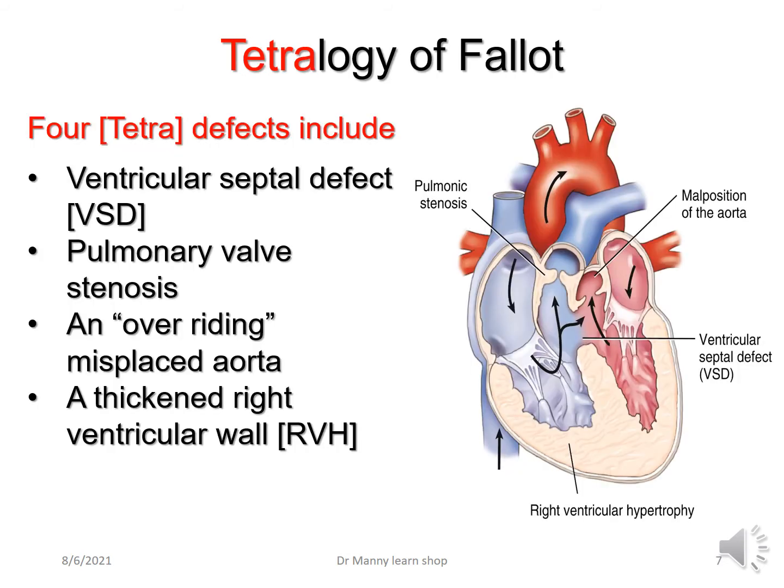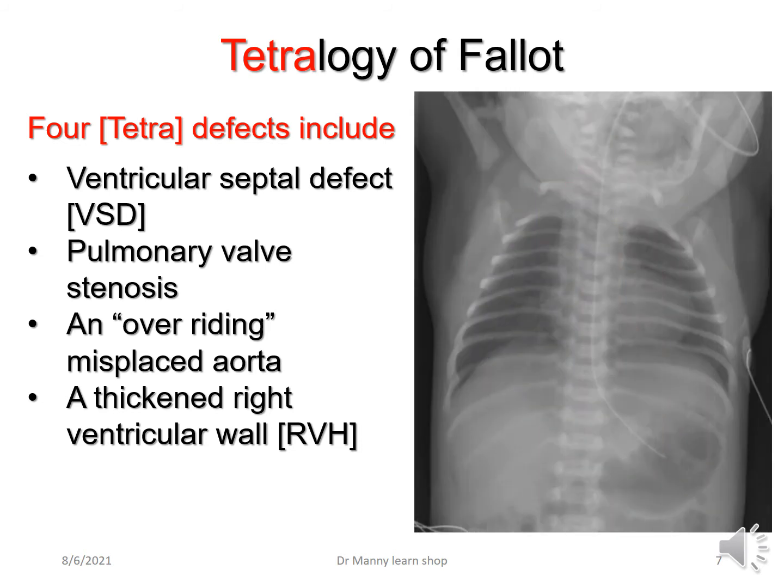Now, in Tetralogy of Fallot, as I said, there are 4 tetra defects, and they include a ventricular septal defect, VSD, which we've discussed previously, pulmonary valve stenosis, an overriding aorta, which is misplaced primarily because of the VSD, it sits in the wrong place, and a thickened right ventricular wall as a result of right ventricular hypertrophy, where the right ventricle has tried to pump blood past the stenotic pulmonary valve. This has resulted in hypertrophy. And as we mentioned previously, this can result in a boot-shaped type heart.